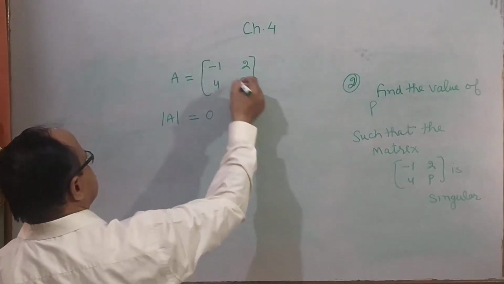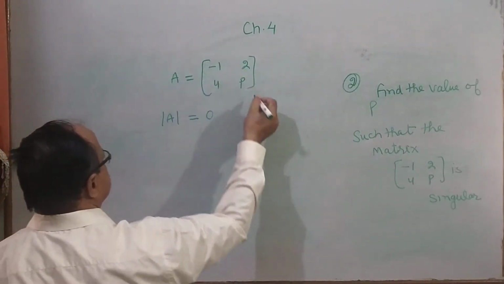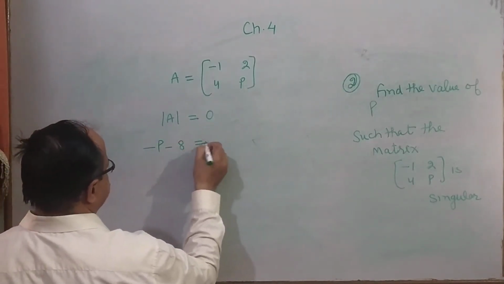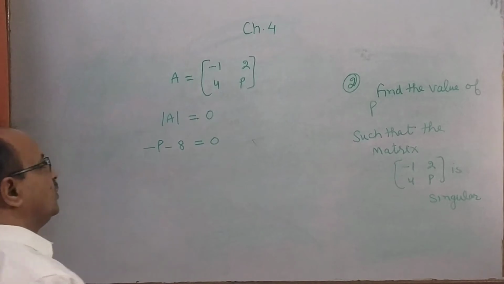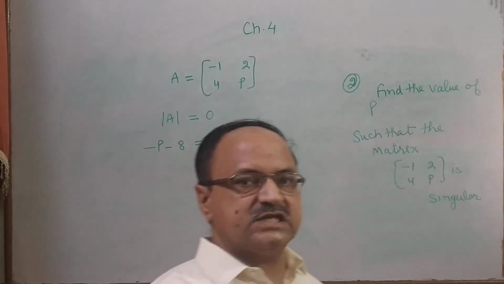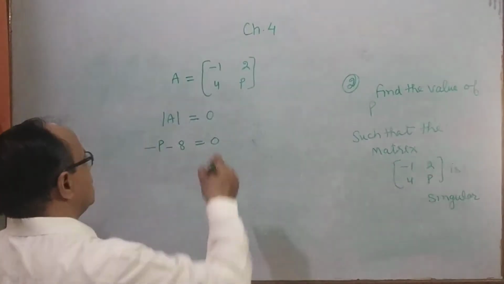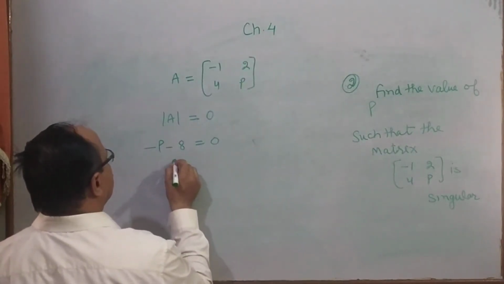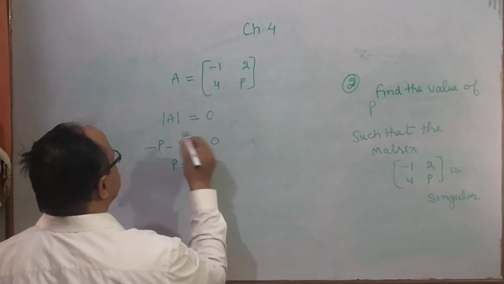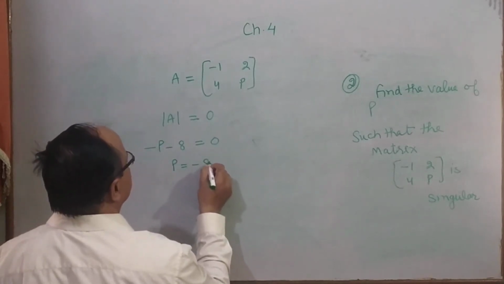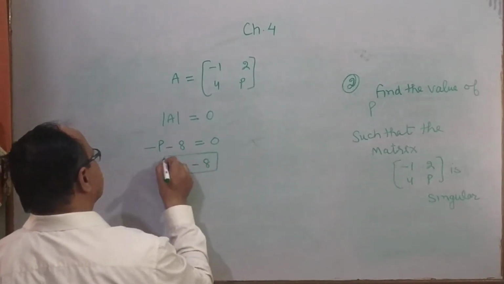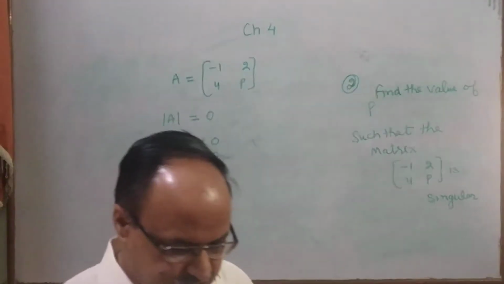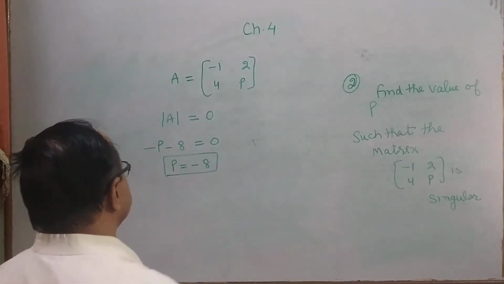Therefore, find the determinant of this. Same procedure, minus p minus 8 is equal to 0. First you multiply this, then minus this, 4 into 2, 8. And the value of p is, when you transfer this side, value of p is minus 8. This is the answer. This is question number 2.